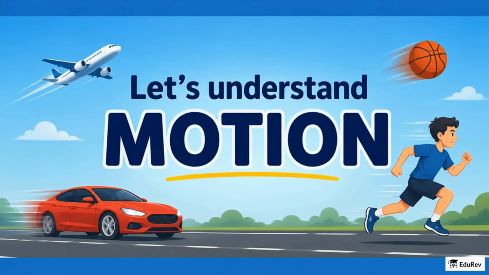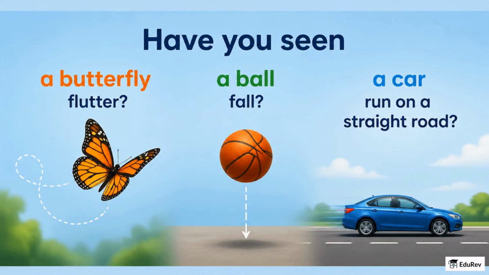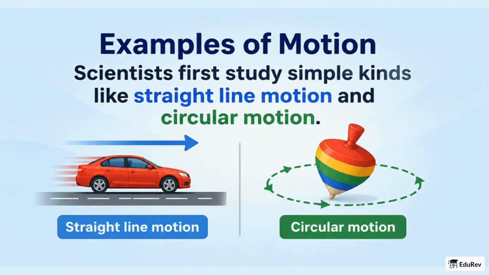Let's understand motion in this video. Have you seen a butterfly flutter, a ball fall, or a car run on a straight road? All these are examples of motion. And scientists first study simple kinds like straight line motion and circular motion.